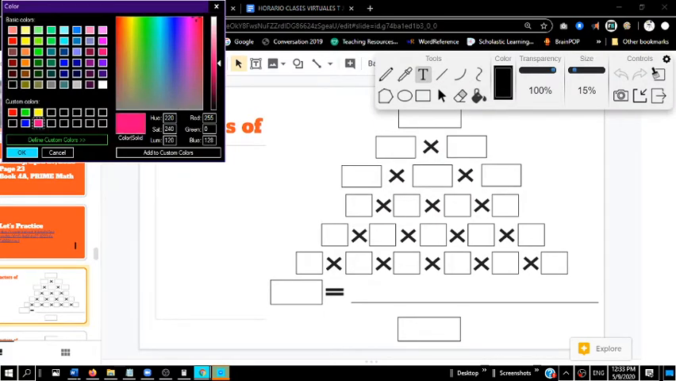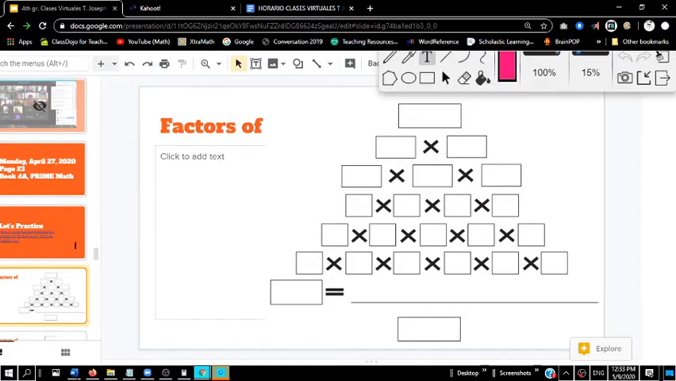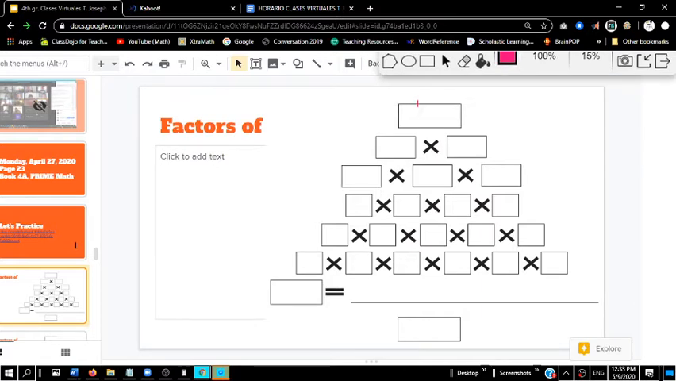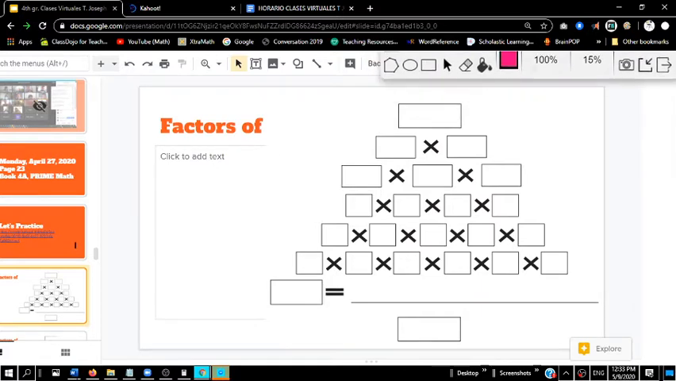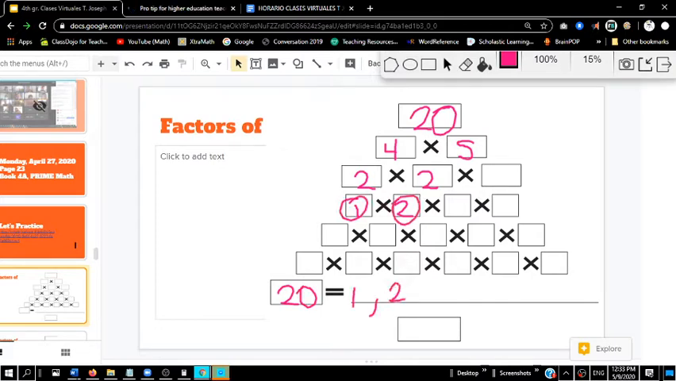So for example, let's pick 20. I can take 20 and multiply that out into the factors. 20 equals 4 times 5, and then 4 equals 2 times 2, and 2 equals 1 times 2. So the factors of 20 we could put as 1, 2, 4, 5, and 20.